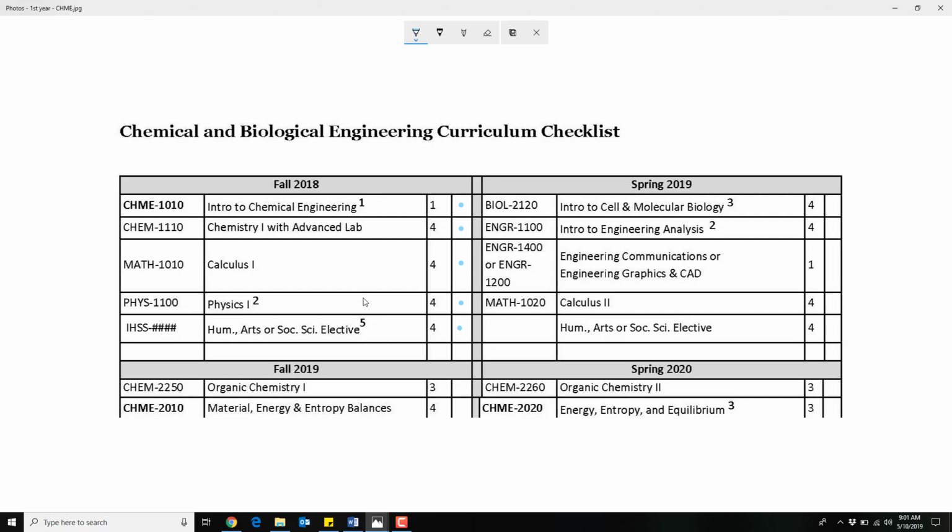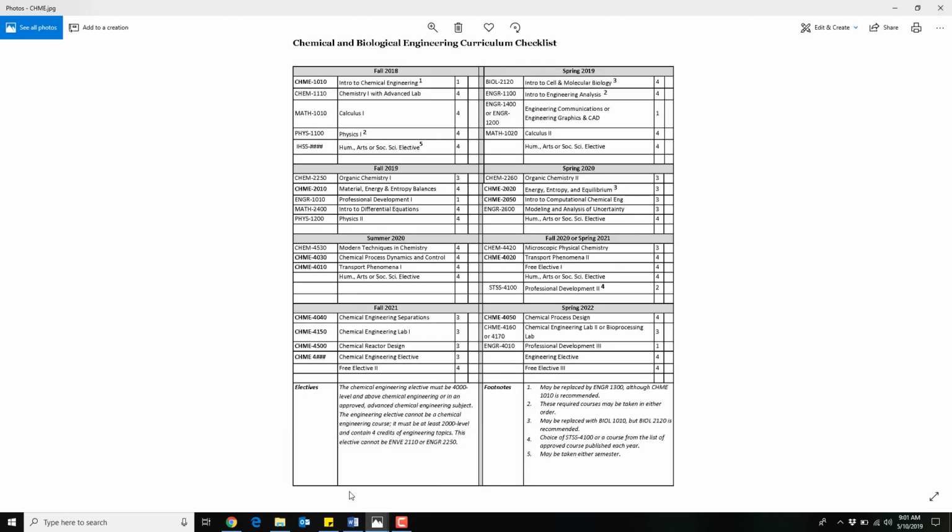Taking a look into some of these courses, there are footnotes for at least 3 of them. If we refer back to our 4-year template and start with chemical engineering first, the first footnote says the following. May be replaced by Engineering 1300, which is engineering processes, although CHME 1010 or Intro to Chemical Engineering is recommended. In fact, this is what I would recommend too, that you stick with the CHME 1010 plan. This is a seminar-style course where you'll learn about what it means to be a chemical engineer, the different faculty, the research that they do, career prospects, and so on.